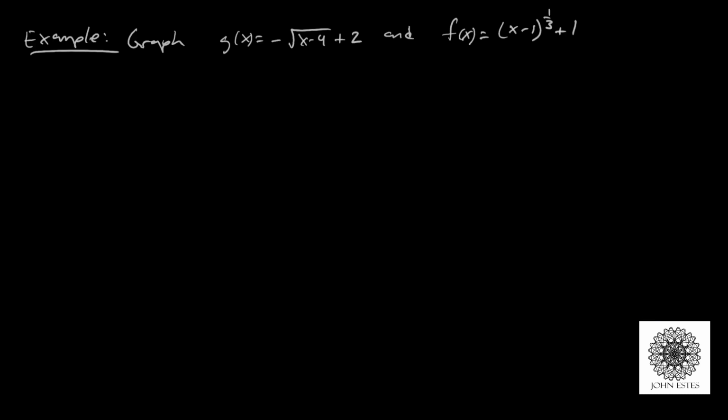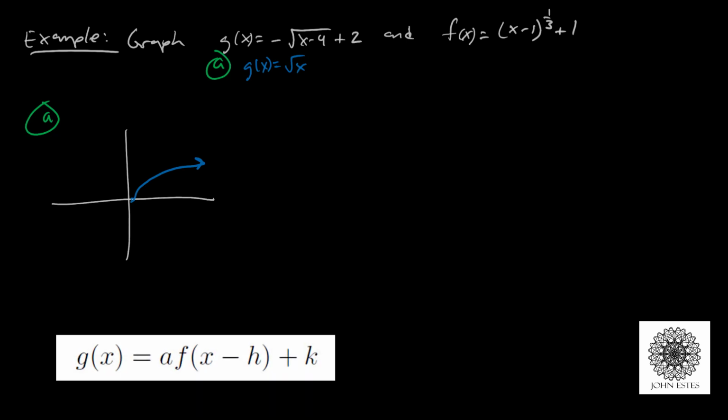Let me show you. Here's my example. I have two functions I want to graph. The first one being g of x is the negative square root of x minus 4 plus 2. That sounds confusing. So we'll call it part A. And let me put down an axis. First of all, I'm going to compare this to something that I know. I'm going to look at the square root of x. The square root of x looks something like that. Now I'm going to apply my transformation. Remember, a here being the -1, flips it upside down. So my graph's going to look something like this.